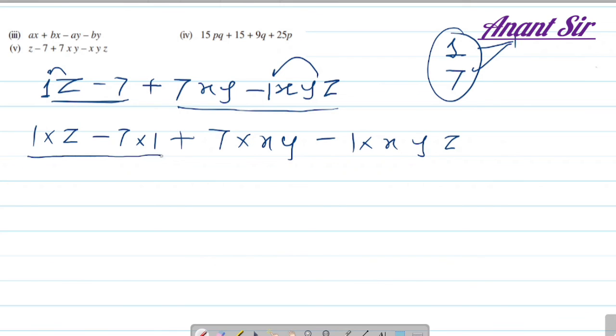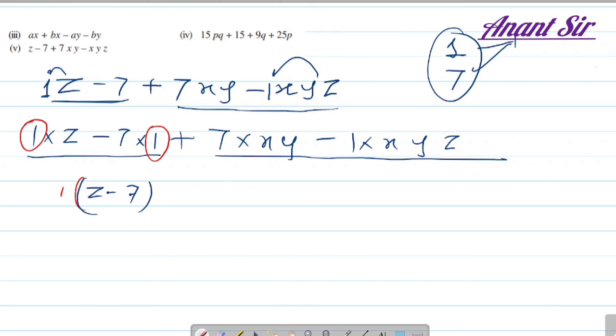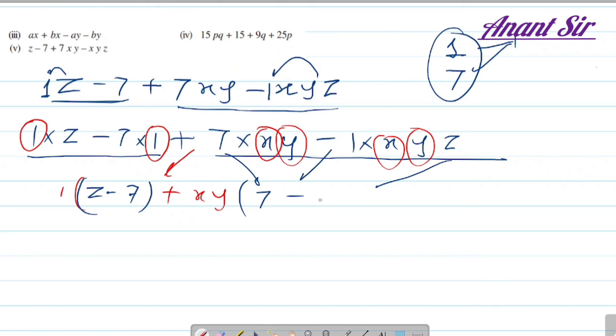So what can I take common in the first two terms? I can take only 1 common. So if I take 1 common, what remains in the bracket is z minus 7. Now for the last two terms, what is it that I can take common? It is x and y also. So I can take xy common. Don't forget to give the sign. If I take xy common, then what remains in the bracket is 7 minus z.